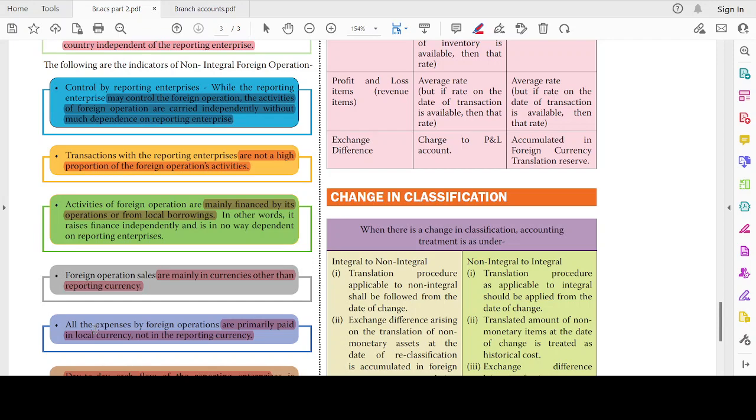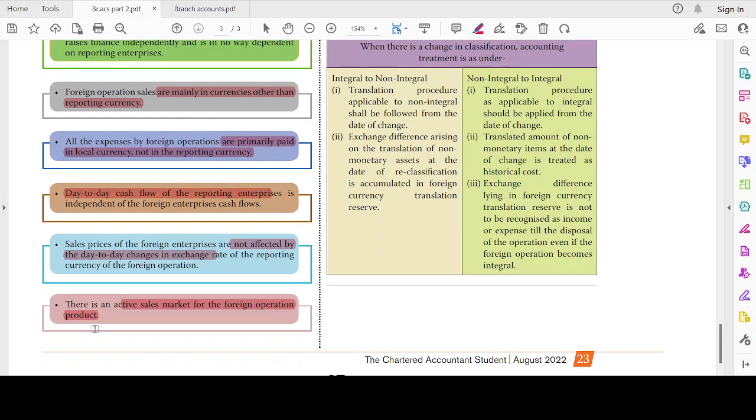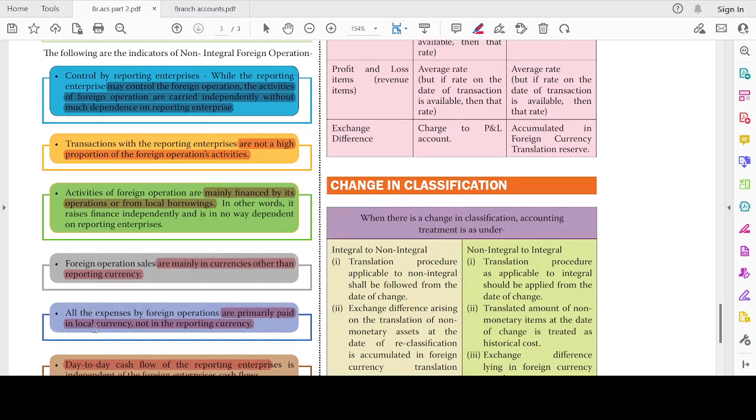Foreign operations sales are mainly in currencies other than the reporting currency. All the expenses of the foreign operations are primarily paid in local currency and not in reporting currency. Day-to-day cash flows of the reporting enterprise are independent of the foreign enterprise's cash flow. Sales prices of the foreign enterprise are not affected by the day-to-day changes in the exchange rate of the reporting currency. There is an active sales market for the foreign operation product. Let's repeat it once again.